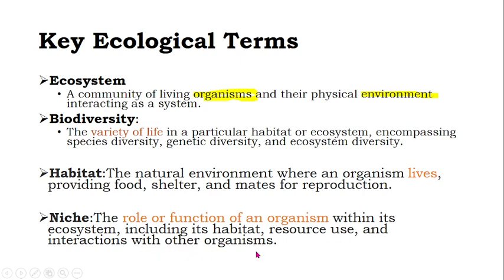You should understand that niche includes its habitat, resource use, and interaction with other organisms. For instance, here is our example of cow and tick. Cow is the host, tick is the parasite. Those roles are called niche. The role played by an organism in the environment is called niche. Thank you so much. Those are all about ecological terms.